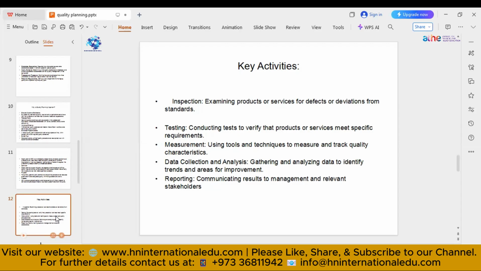And then is reporting: communicating results to management and relevant stakeholders. In this process, in the end, a report is made and the result is communicated to the people responsible, sometimes to the top management and sometimes to the relevant stakeholders, saying that these are the deviations, these errors need to be corrected.